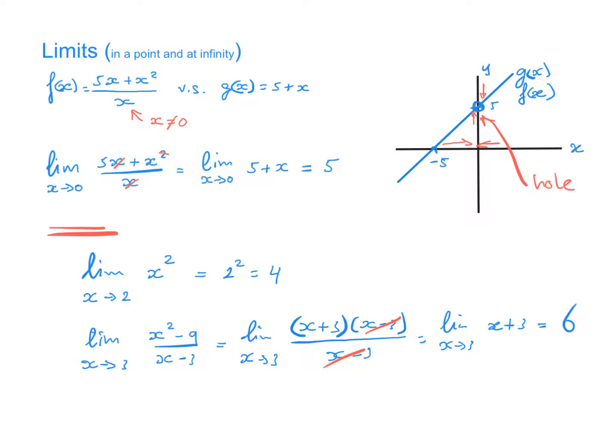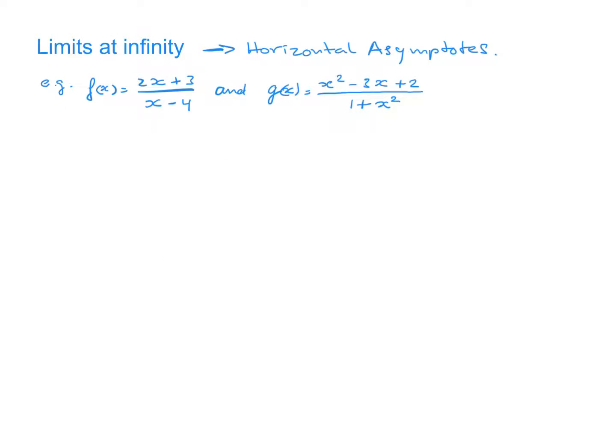Now the second part of this is limits at infinity. And that has to do with horizontal asymptotes. For instance, when f of x is (2x plus 3) over (x minus 4), you know that there's going to be a vertical asymptote, but there might also be a horizontal asymptote when x approaches infinity. G of x as well, there might be a vertical asymptote, but there's also a horizontal asymptote when x approaches infinity. So horizontal asymptotes, x approaches infinity or negative infinity. So let's have a look.